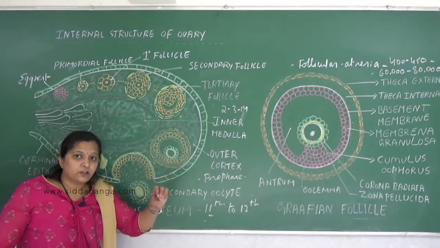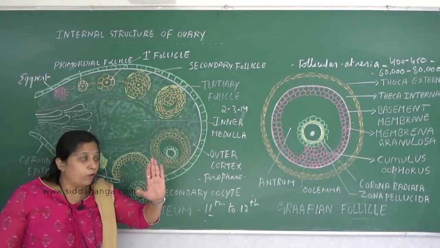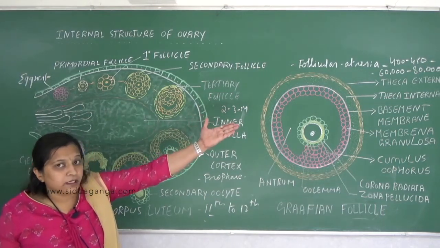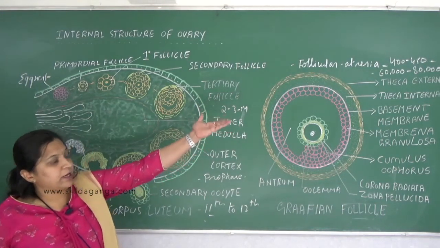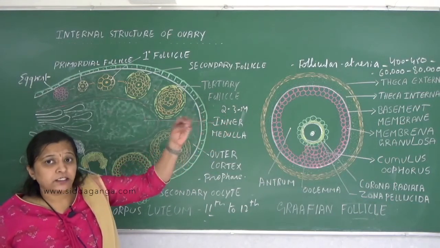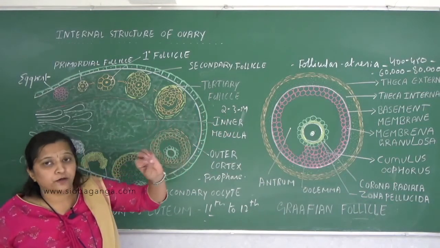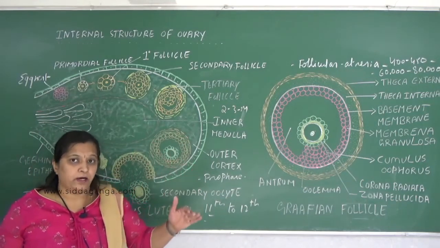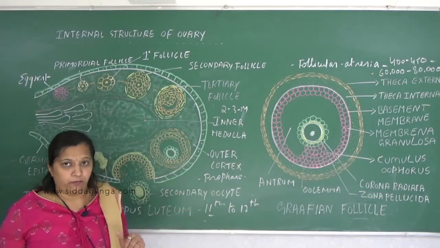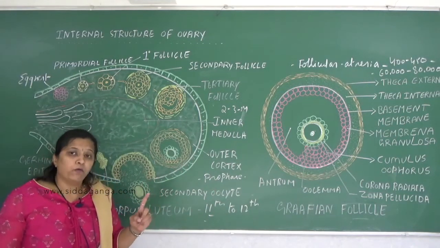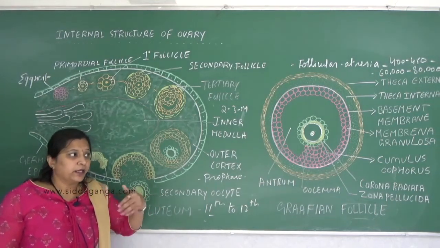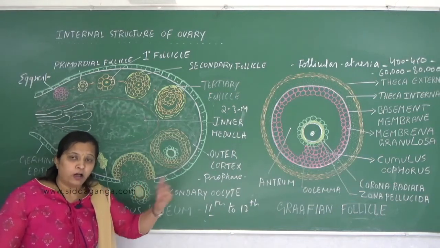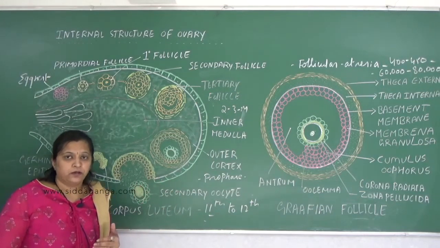Out of the 2 to 3 million at the beginning, how many are left at the time of puberty? 60,000 to 80,000 are left. So of those, she is able to release only 400 to 450 secondary oocytes during her reproductive phase, from menarche to menopause. Only one ovum is released during every menstrual cycle, alternately by the 2 ovaries.